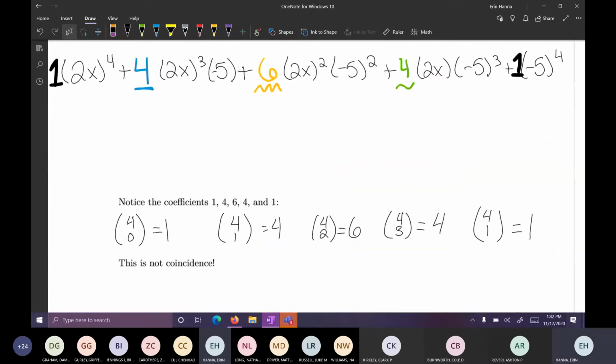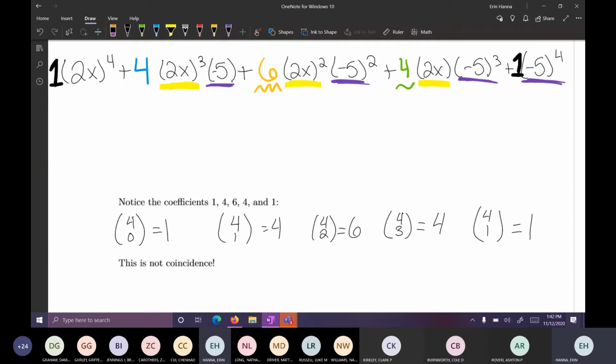Now also notice that there's a pattern going on with the things behind the coefficients. First, it's 2x to the 4th, and then it's 2x cubed and 2x squared and 2x and then 2x to the 0, because there's none of them. Well, the other way, it goes backwards. There's no -5, and then there's 1 -5, 2 -5s, 3 -5s, and 4 -5s. That's also not a coincidence. That's how it works.